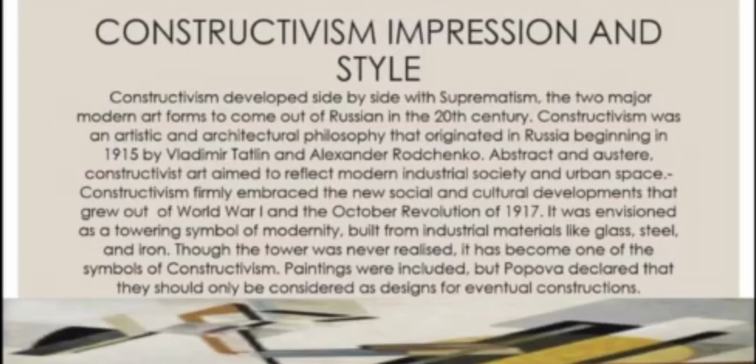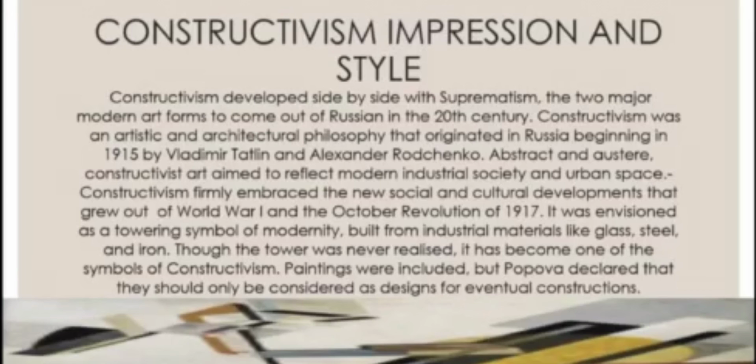Constructivism firmly embraced the social and cultural developments that grew out of World War I and the October Revolution of 1917. It was envisioned as a towering symbol of modernity, built from industrial materials like glass, steel, and iron. Though the tower was never realized, it has become one of the symbols of constructivism.